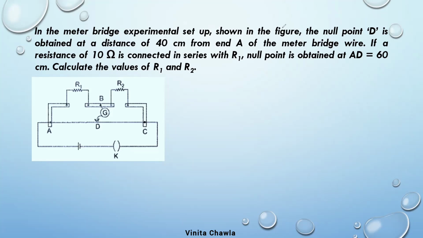In the meter bridge experimental setup shown in the figure, the null point D is obtained at a distance of 40 centimeter from end A of the meter bridge wire. If a resistance of 10 ohm is connected in series with R1, we have connected one resistor of 10 ohm, then the null point is obtained at AD equals 60 centimeter. Then we get the null point somewhere here, and it is 60 centimeter. Let this point be D dash.